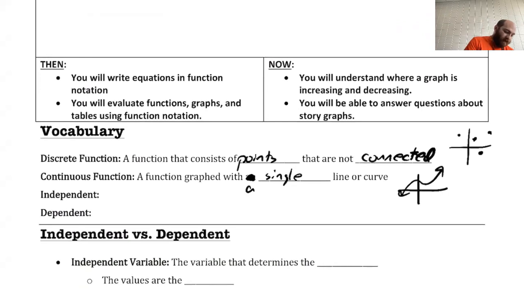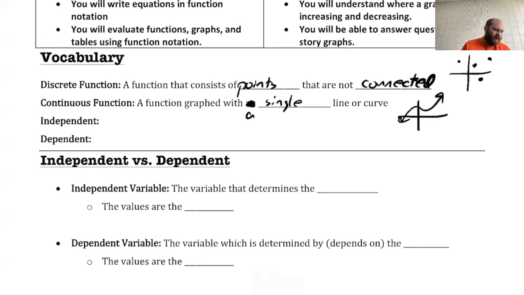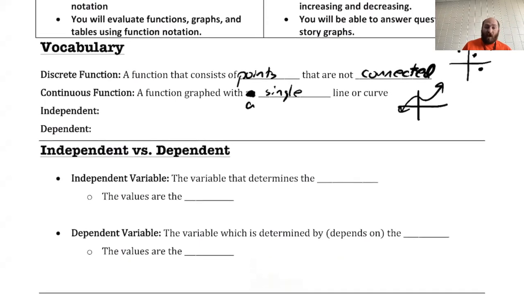Another thing we want to talk about is independent and dependent variables. The independent variable determines the function. Basically, the values of an independent variable are the inputs. Those are the numbers that are going to be plugged in. These are the values that we're going to count out and then put into the function to come up with your output.